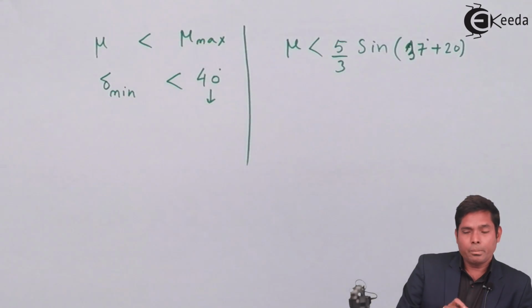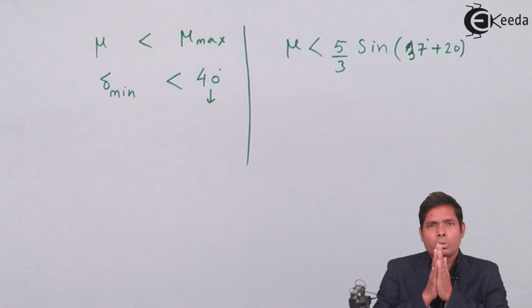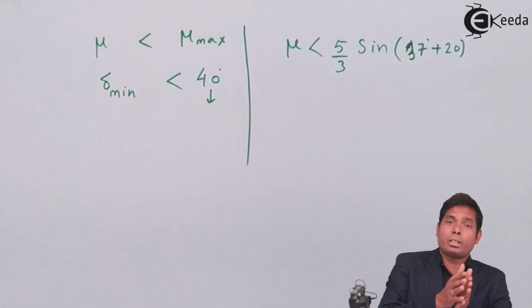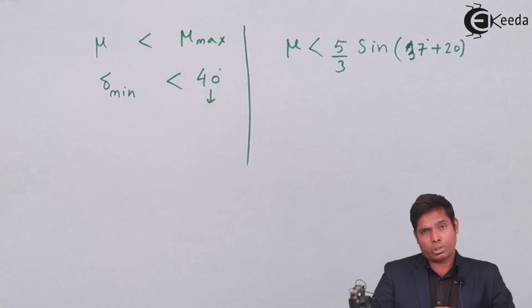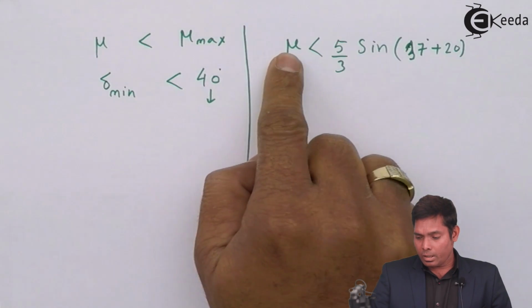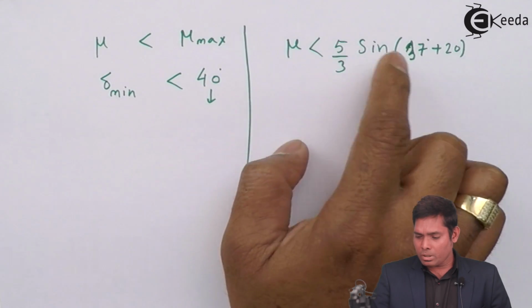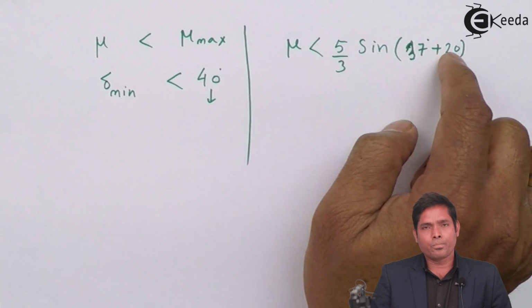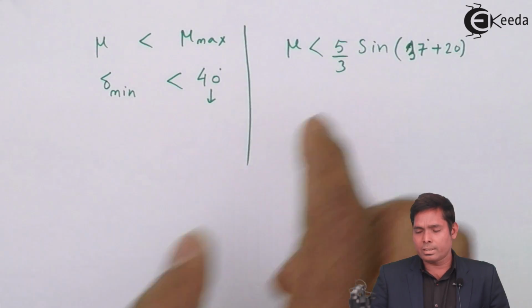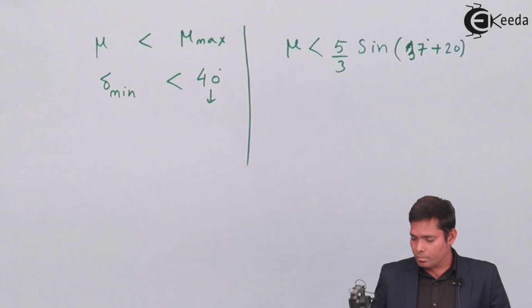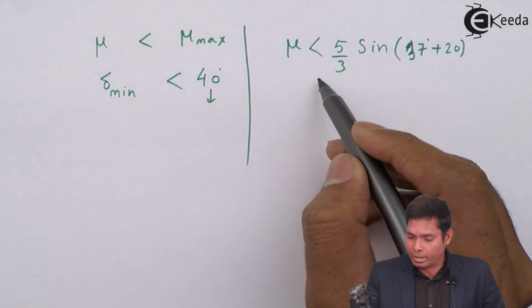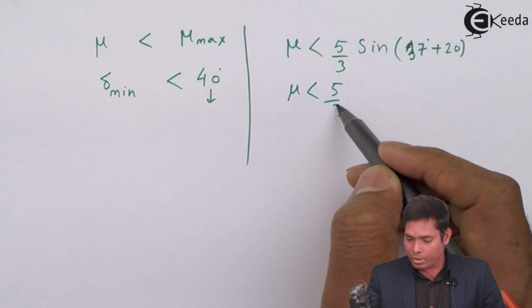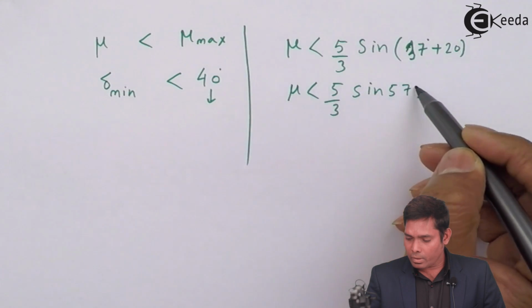Okay, you got my point? Because if I put the delta value that is given in the question, then that value will be more than the mu that is obtained generally by the expression. This 20 will be less than this 20, so that number will be less, so this is less than that. You got my point? So this is 57, and mu is less than 5 by 3 sine of 57 degrees.